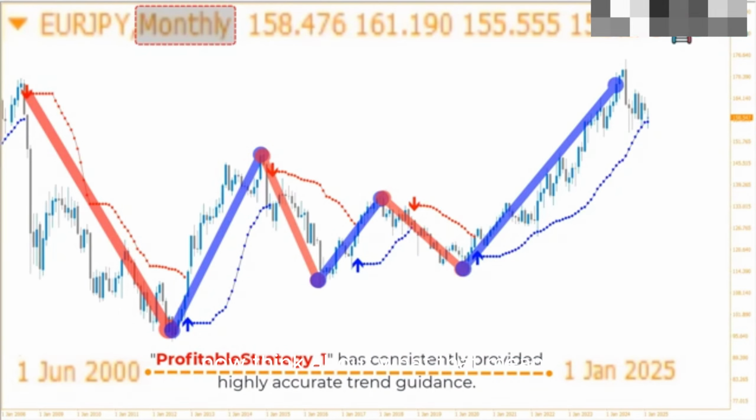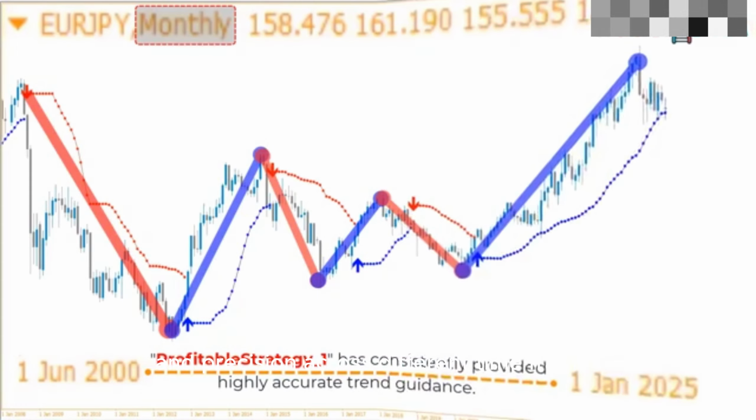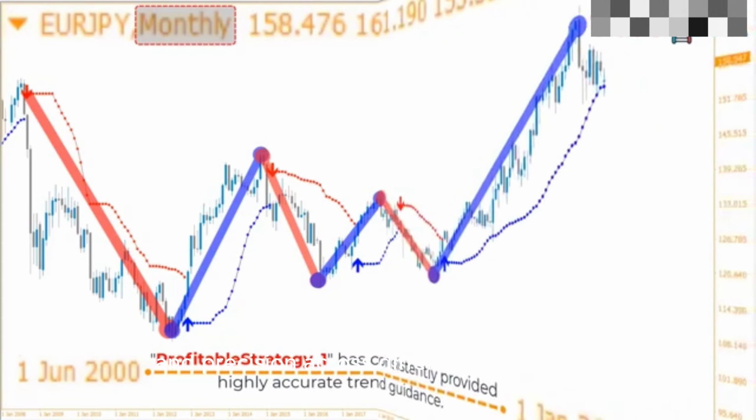Now think about what that means. This indicator has been a reliable assistant in trend analysis. Whether you're trading on the monthly chart, daily chart, or even the 4-hour chart, this tool gives you a clear structure to navigate the market with confidence. It simplifies decision-making, allowing you to trade with greater clarity and precision across different time frames.